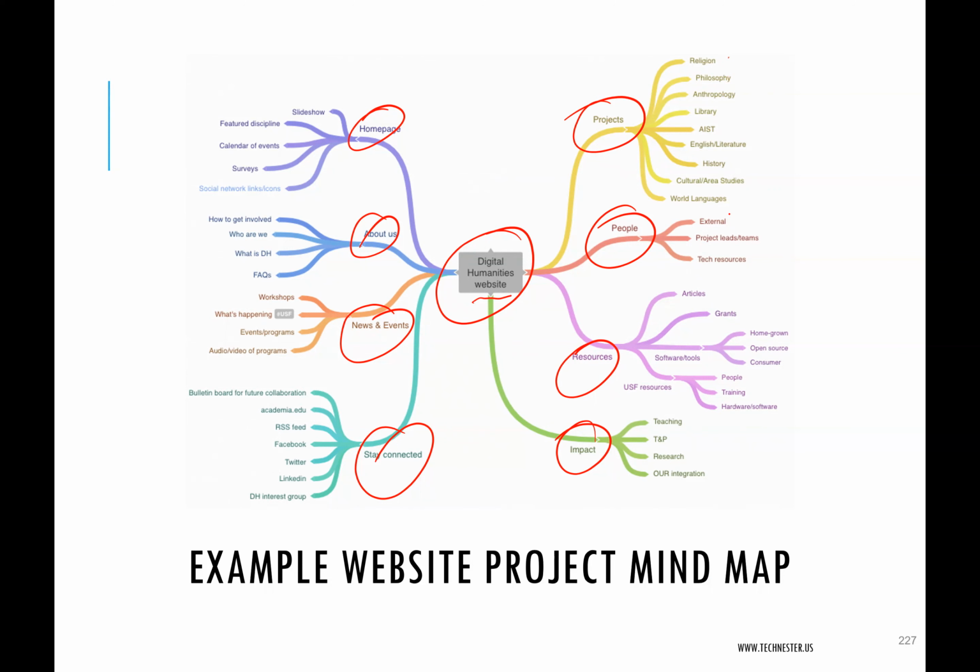Under people, you have external project leads, teams, tech, resources. All right. So you see how they use the mind map to represent all aspects of the website they want to create. They're creating a website, so they use a mind map to represent all aspects of the website: the features of the website, the pages it should have.